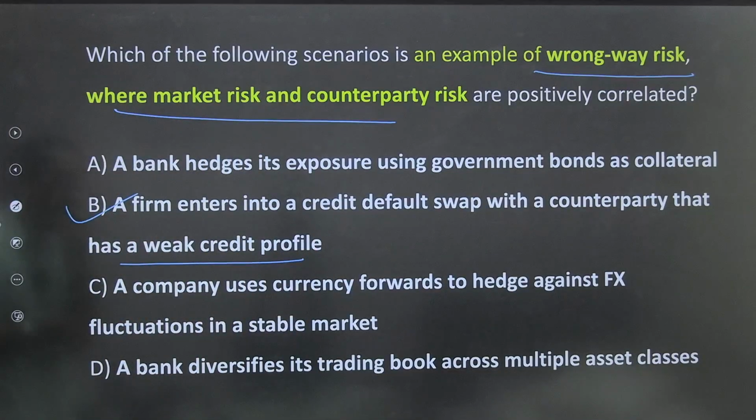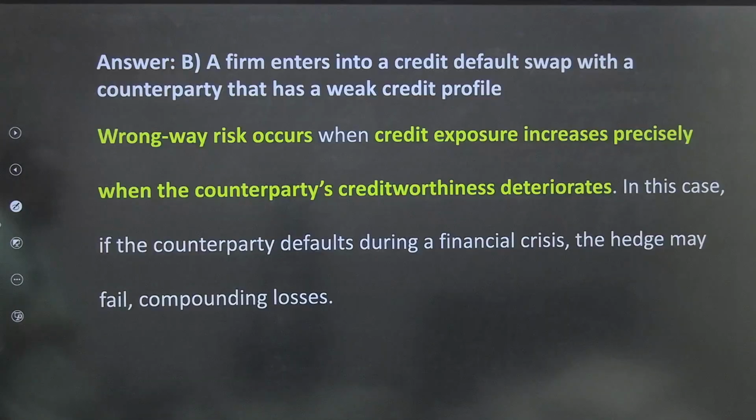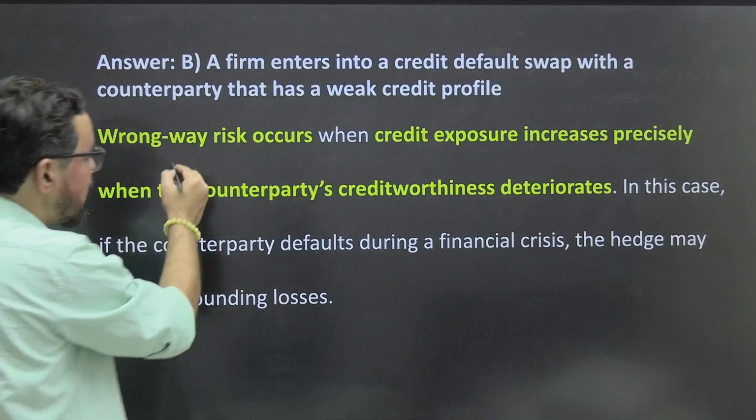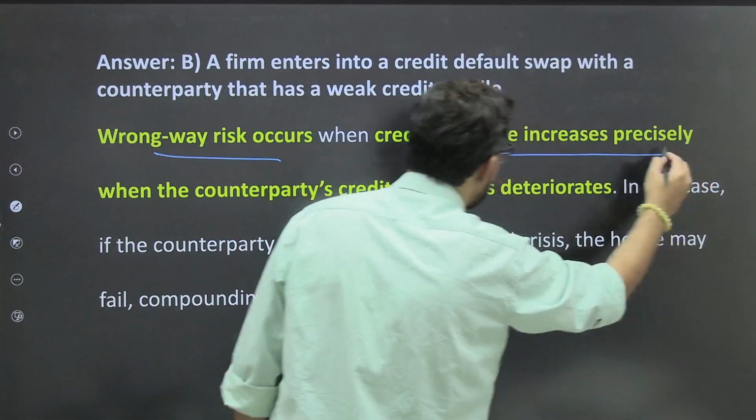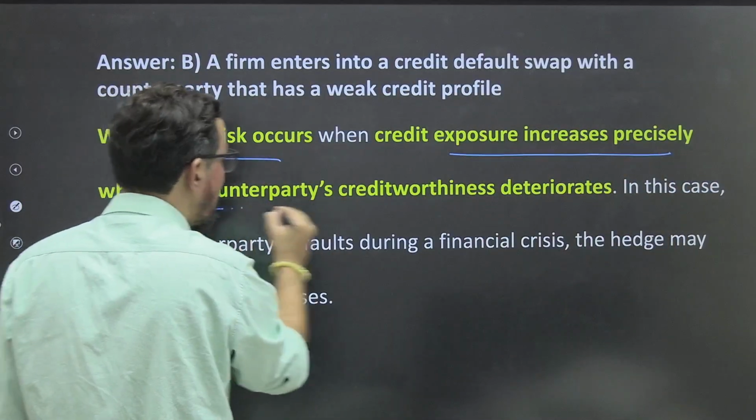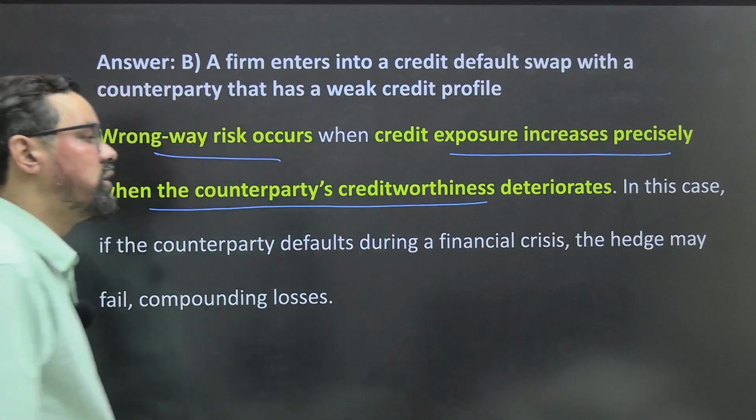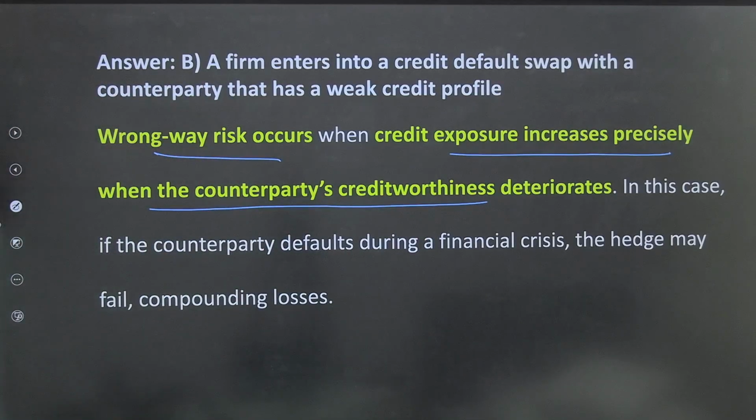Option B is the right answer for this one. You do not have to go for the further ones. So wrong way risk occurs when credit exposure increases precisely when the counterparty's creditworthiness deteriorates. In this case, if the counterparty defaults during a financial crisis, the hedge may fail, compounding losses.